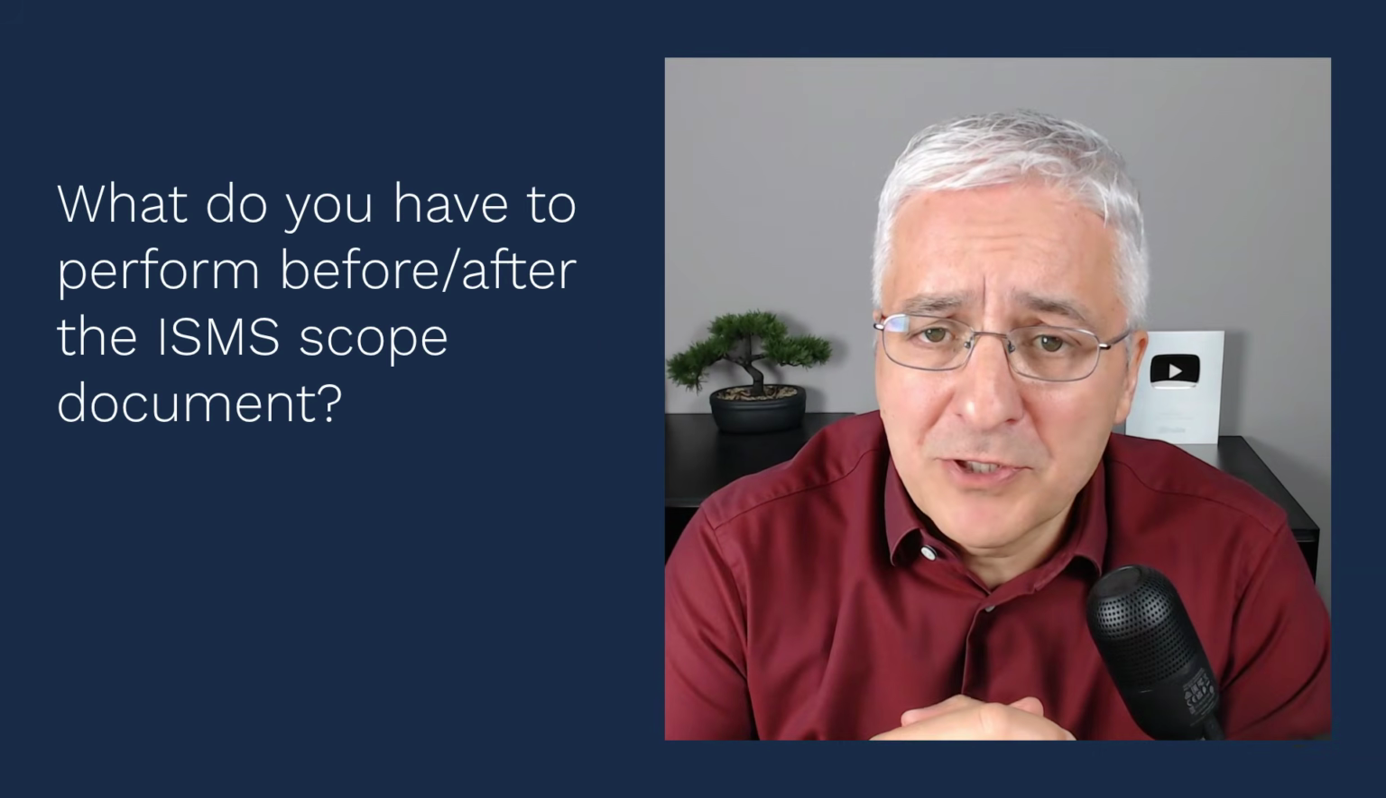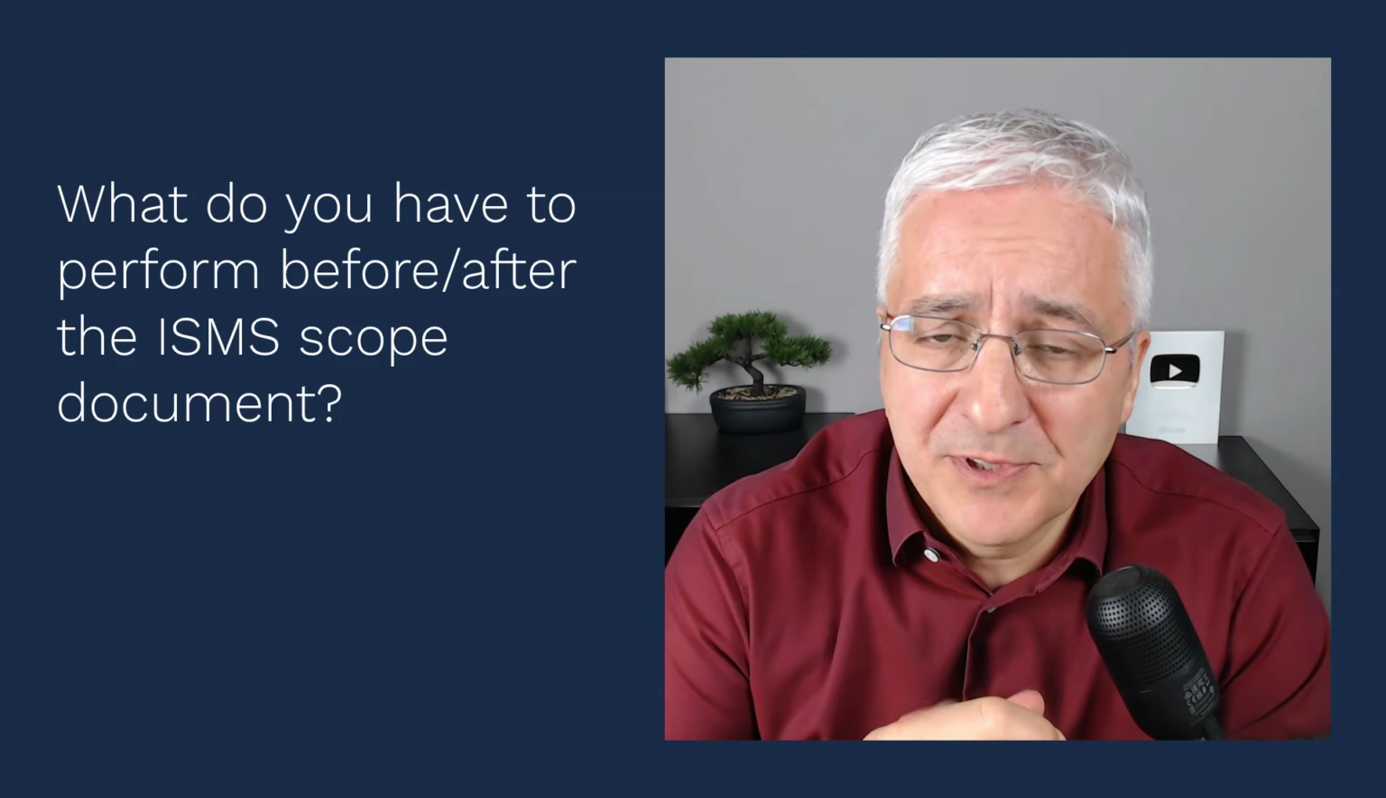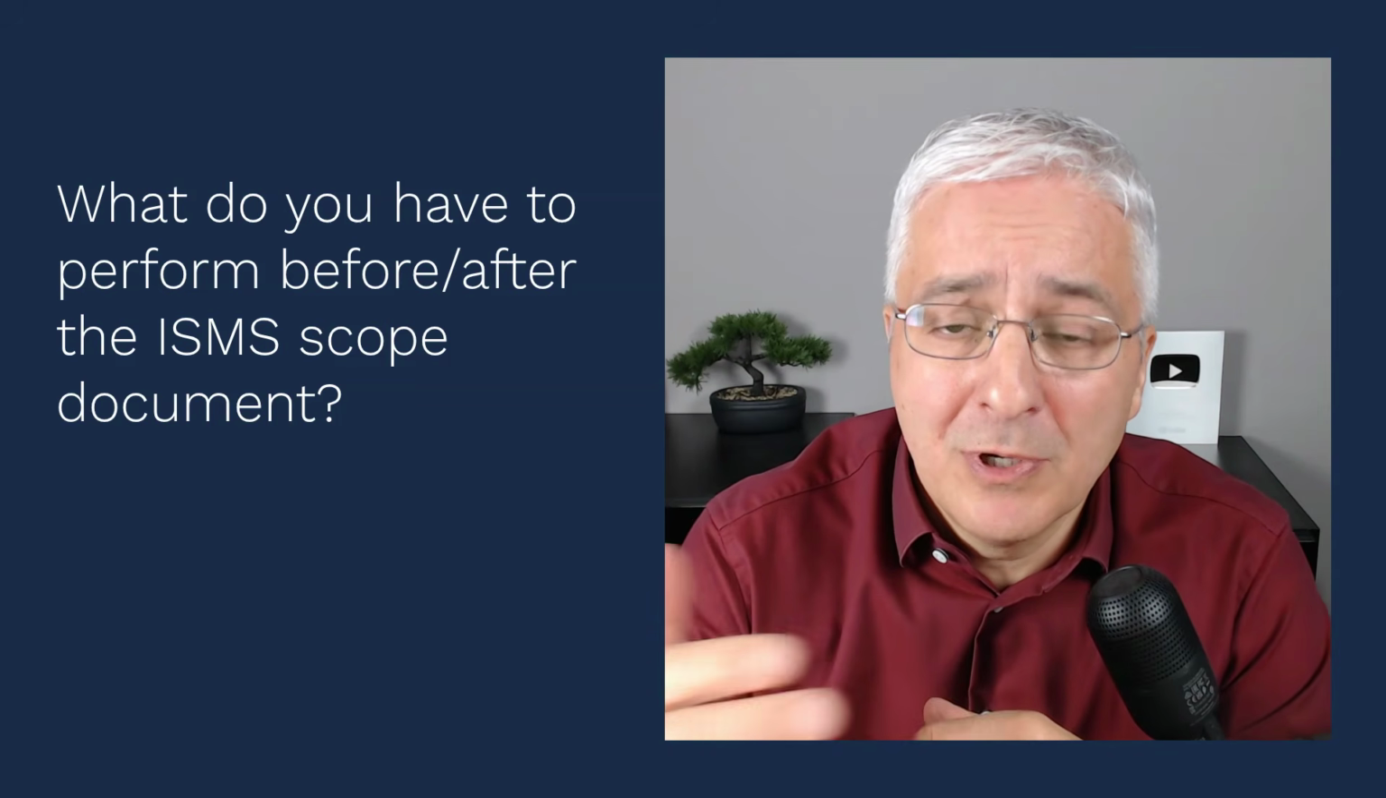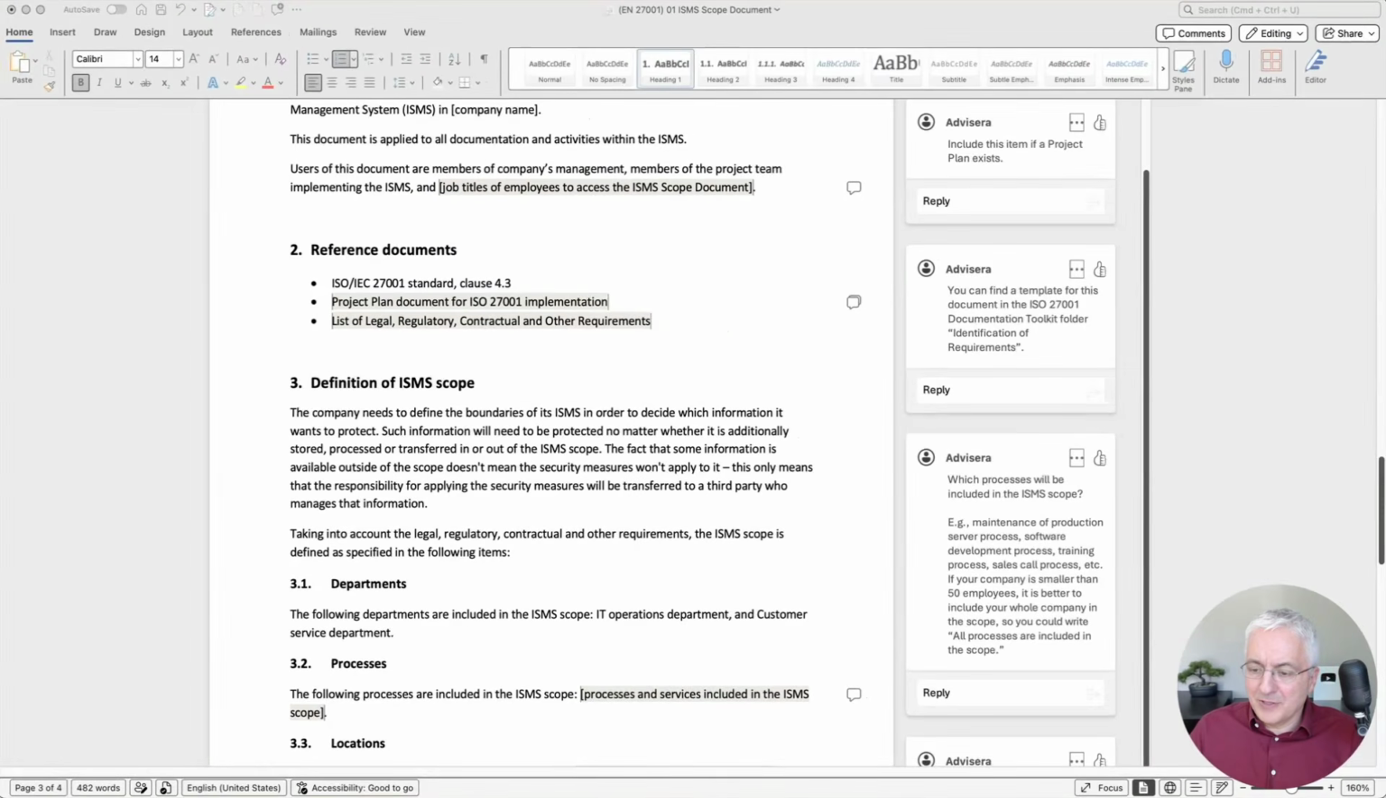And the next question is, what exactly do you have to perform before the ISMS scope document, and what you have to do after it? So as I mentioned, what you would have to do before writing this ISMS scope document is to go through the requirements of interested parties. Primarily these are your customers, but also applicable laws and regulations, and see if they actually specify what kind of scope you need for your ISMS.